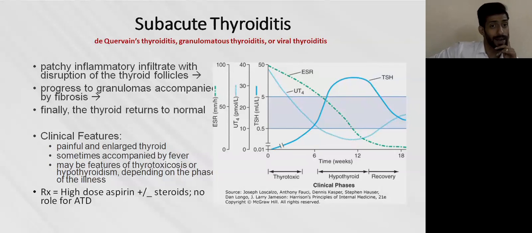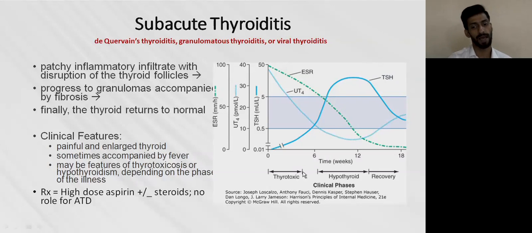So what is subacute thyroiditis? It's also called de Quervain's, granulomatous, or viral thyroiditis. It is a patchy inflammation, probably with some granulomas and fibrosis, and finally the thyroid gets back to normal. Now the key things here are pain, goiter, fever. In the presence of biochemical thyrotoxicosis and a recent infection, it is subacute thyroiditis.